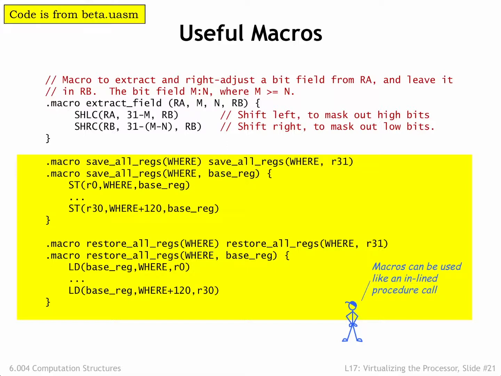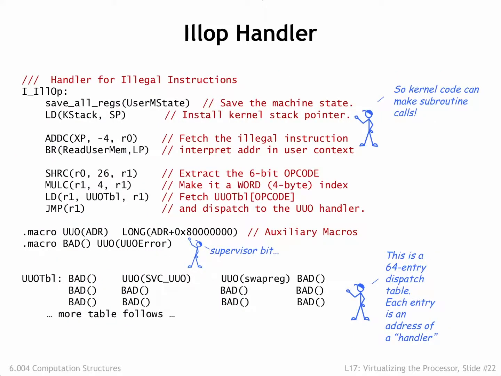With those macros in hand, let's see how illegal opcodes are handled. Like all interrupt handlers, the first action is to save the user mode registers in the temporary storage area and initialize the OS stack. Next, we fetch the illegal instruction from the user mode program. Note that the saved PC+4 value is a virtual address in the context of the interrupted program, so we'll need to use the MMU routines to compute the correct physical address. More about this on the next slide.